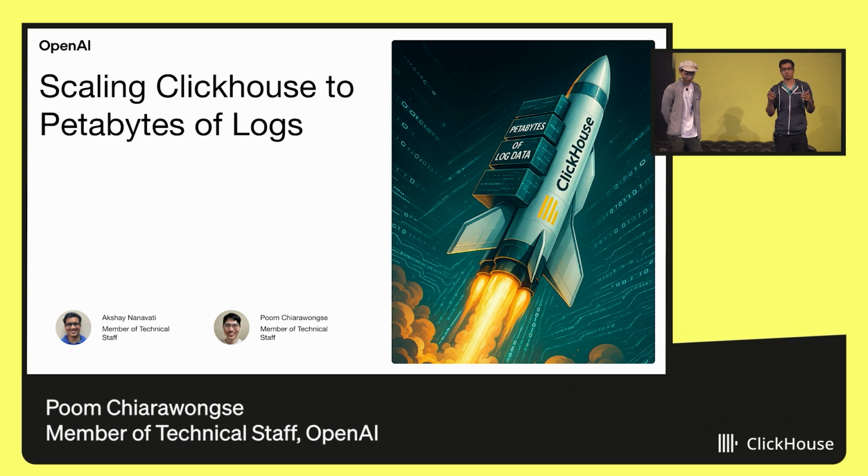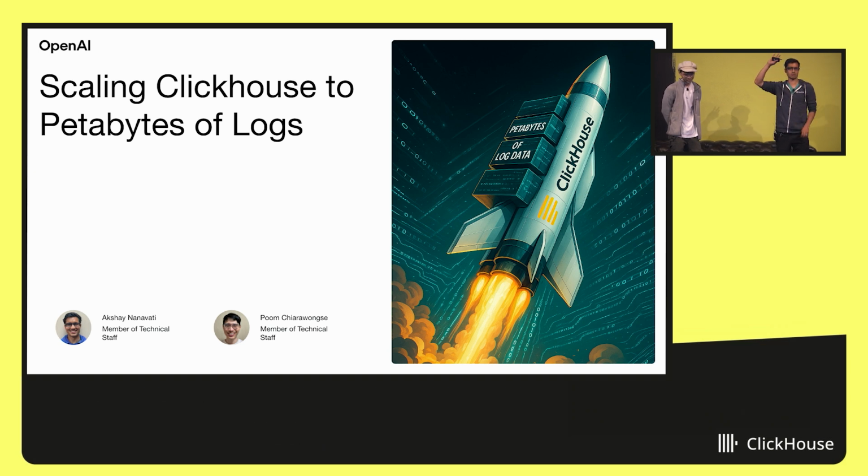We're here to talk to you about how we are using ClickHouse to scale petabytes of log data. So quick show of hands, who uses ClickHouse for observability? I think about a third of the room. Now keep your hands up if you have petabytes of data in that ClickHouse cluster. And how much of that data is growing by 20%+ month over month? Few of you. So this is the scale that we have at OpenAI.